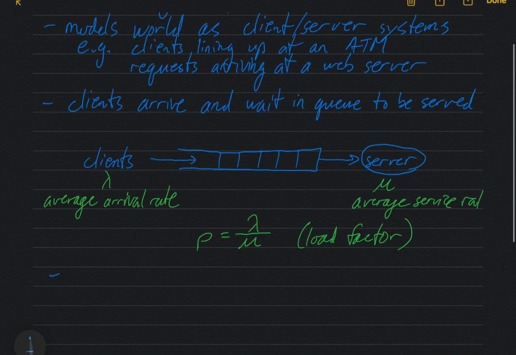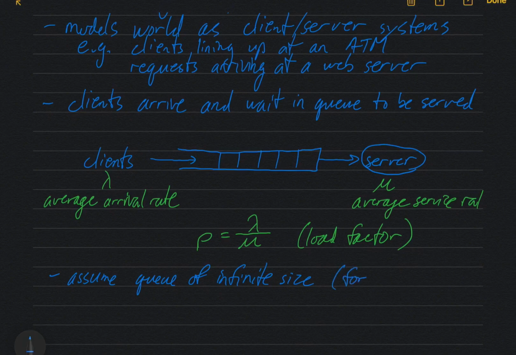We're going to assume a queue of infinite size for now. Makes things easier, and then we'll get to a limited size queue or a bounded buffer. So assume a queue of infinite size for now.